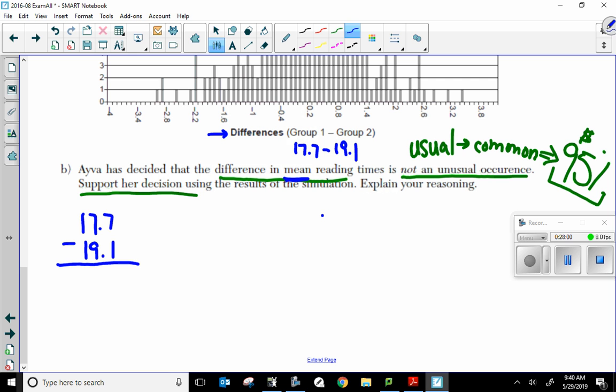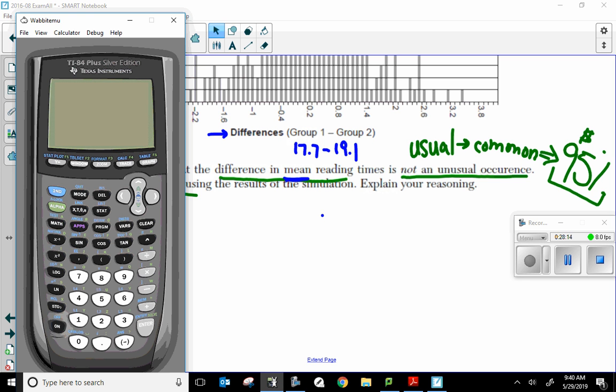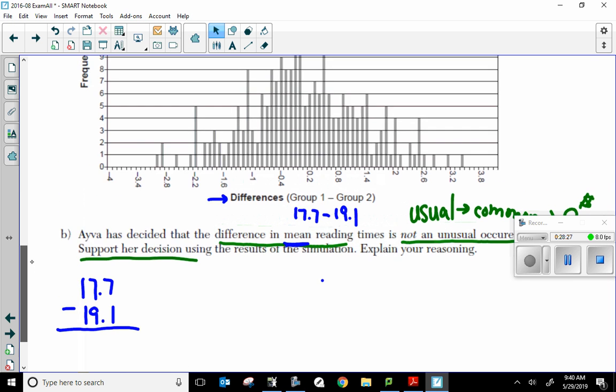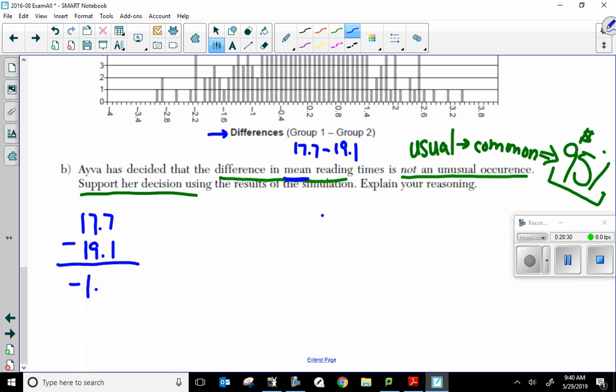Okay, to get to 19, it should be 1.3 plus... 2.4? Negative 2.4? Let's do this. Whenever in doubt, use a calculator. I'm going to take 17.7 and subtract 19.1. Make it negative 1.4. Did I say 2.4? I meant 1.4. So, negative 1.4. This was her actual group. This is what she's saying is common. It's usual. It is not unusual right there.